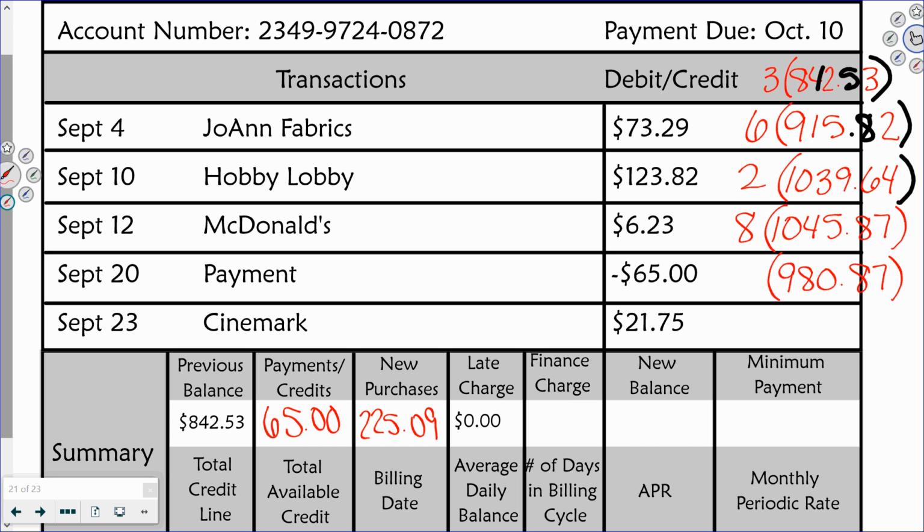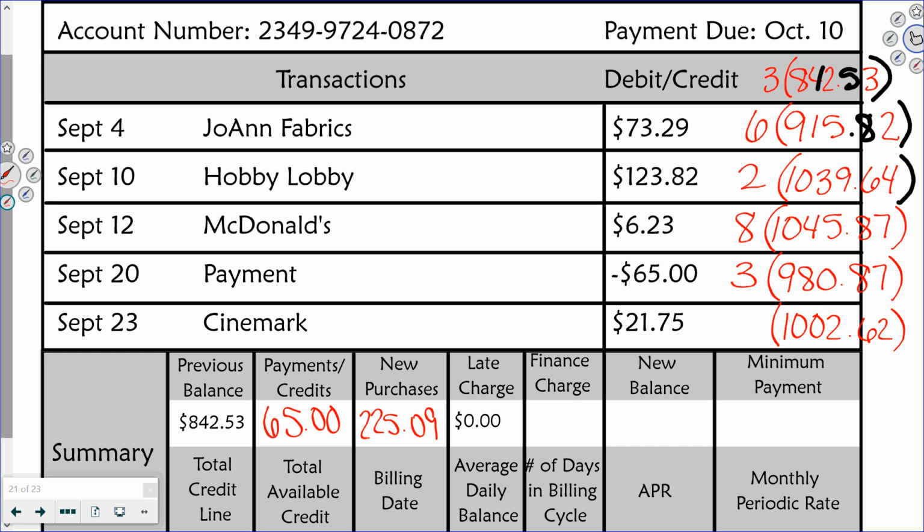How many days did it sit at that? So I made that payment on the 20th, 21st, 22nd. What happened on the 23rd? It changed. So 3 days it sat here. Okay? And then what happened on the 23rd? What am I going to do with that? I'm going to add that on. So 1,262. Now, here's the one that people mess up on all the time.